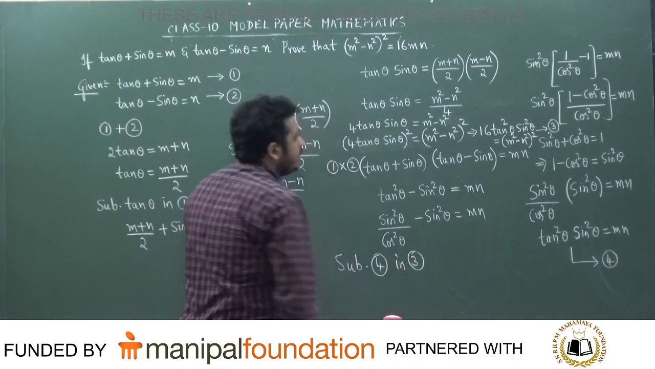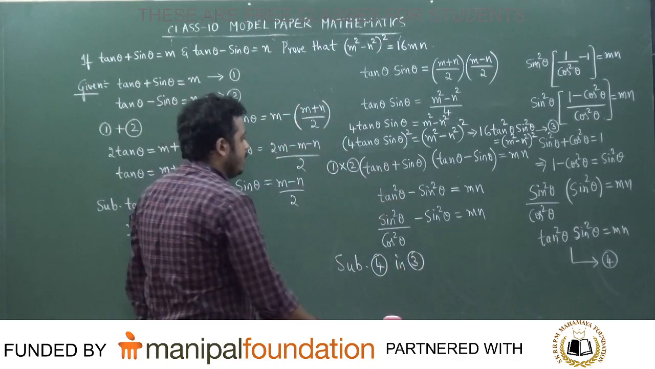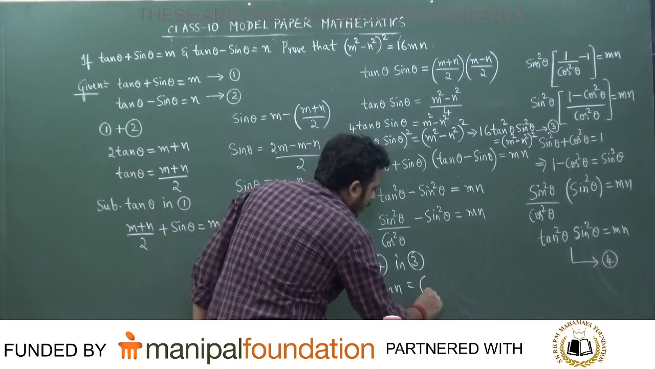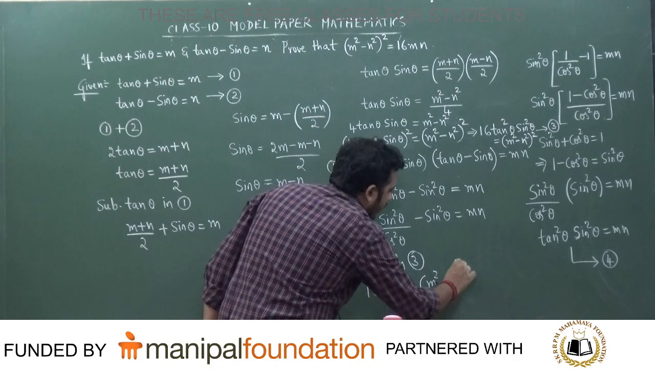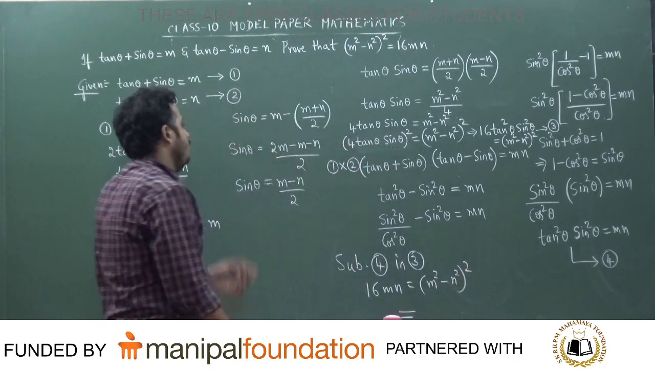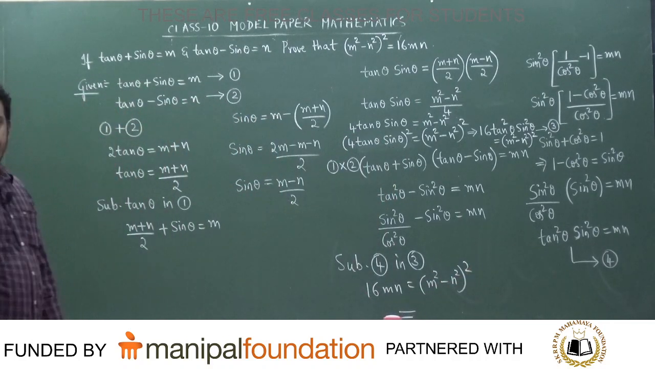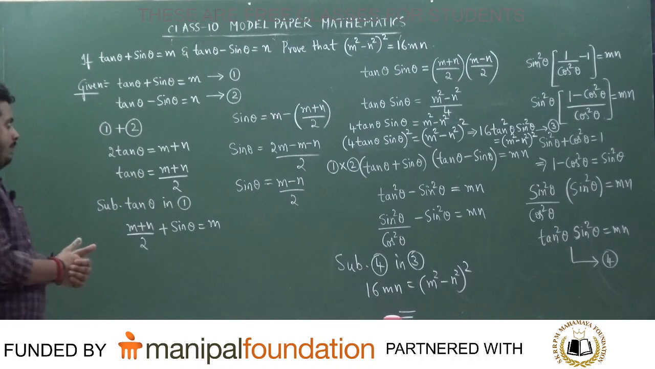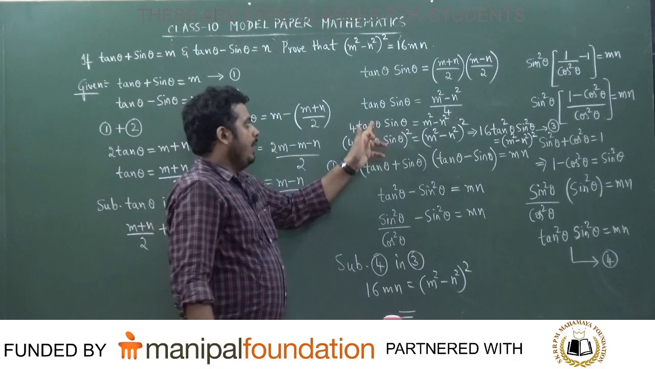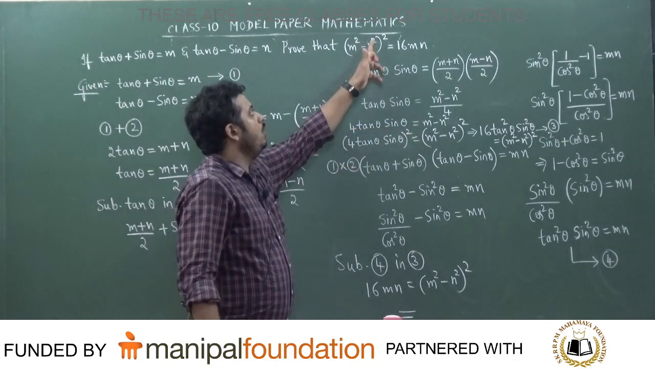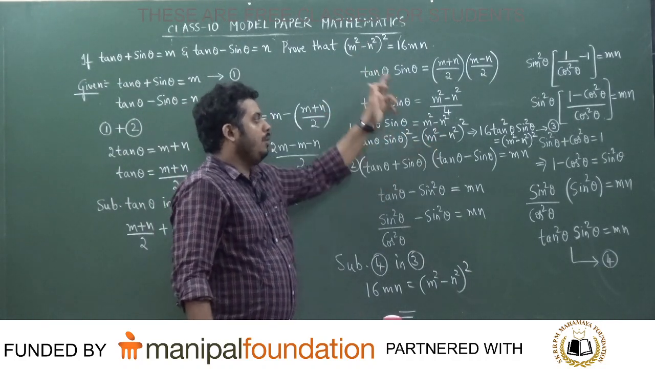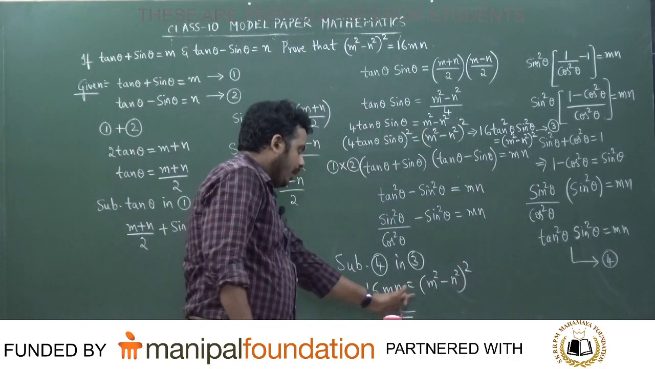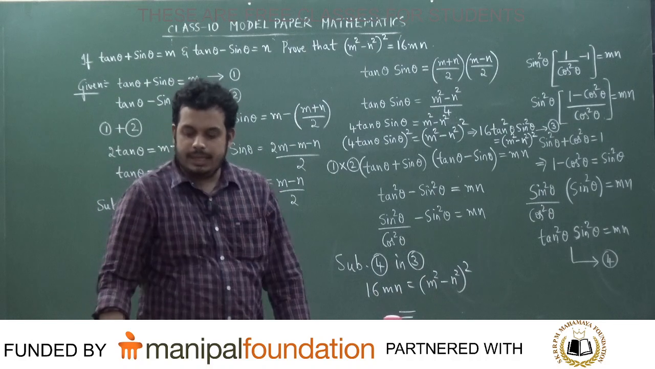What do we get, students? Now tan squared theta into sin squared theta is mn. So 16 into mn is equal to m square minus n square, the whole square. Hence proved. Do you follow? Very important question for 3 marks. Look carefully, children, here we need the whole square of 4 into tan theta sin theta, so we take the whole square. Look at what is required and proceed. 16 tan square theta sin square theta is mn. So hence proved.